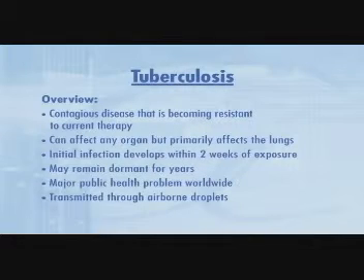Let's review what you've learned about tuberculosis. It's a contagious disease that is becoming resistant to current therapy. It can affect any organ, but it primarily affects the lungs. The initial infection develops within 2 weeks of exposure, but it may remain dormant for years. It's a major public health problem worldwide, and it's transmitted through airborne droplets.